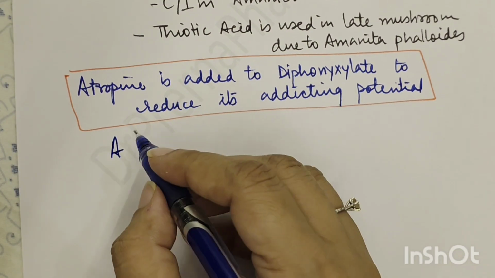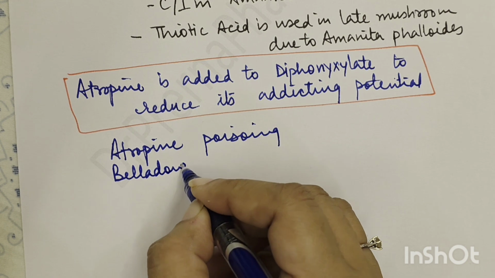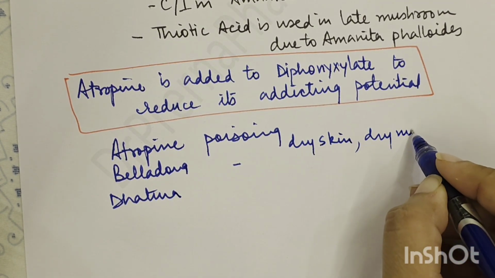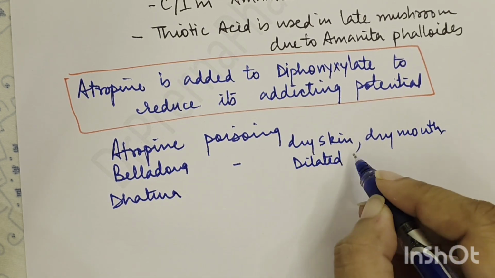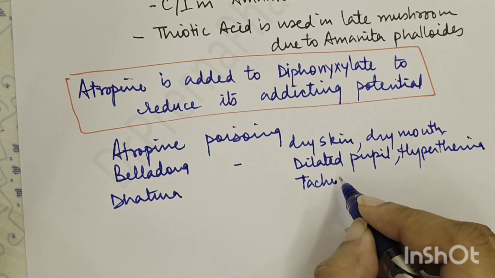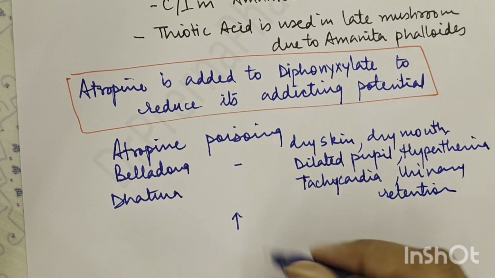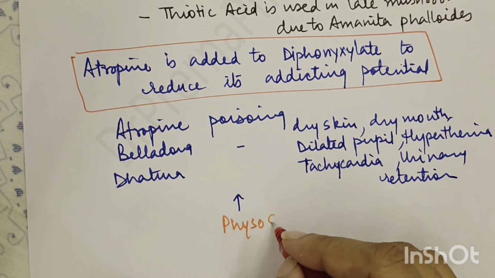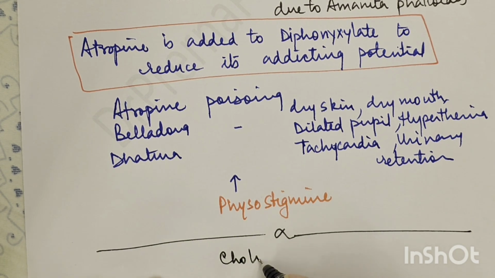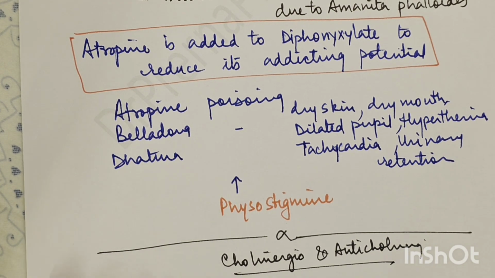Then what do you use in atropine poisoning? In atropine poisoning के features क्या होंगे? Atropine हो गया या belladonna हो गया या धतूरा हो गया, इन तीनों में there will be dry skin, dry mouth, then dilated pupil, hyperthermia, then tachycardia and urinary retention, right? So in all these things, what is the drug that we use for treatment? We use physostigmine. Okay, so with this we come to an end of the cholinergic and anticholinergics. Tomorrow we'll look after the adrenergic and antiadrenergics. Okay.